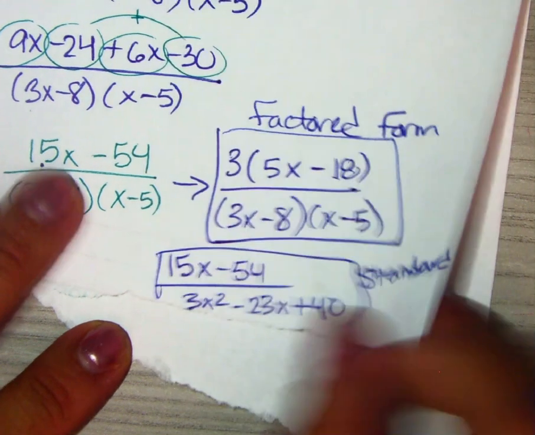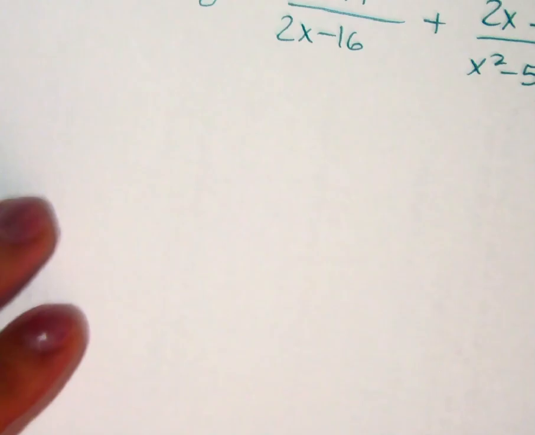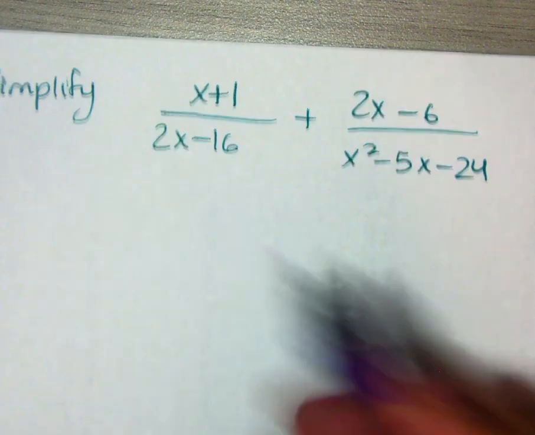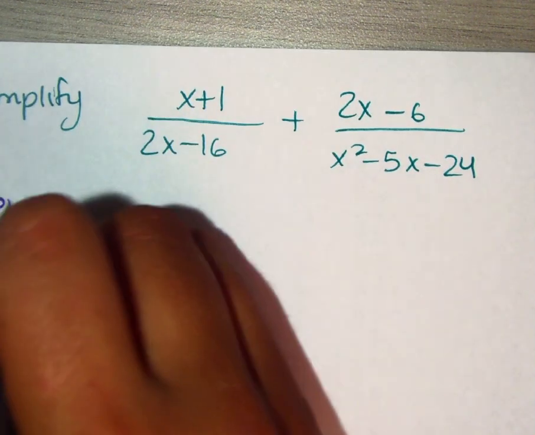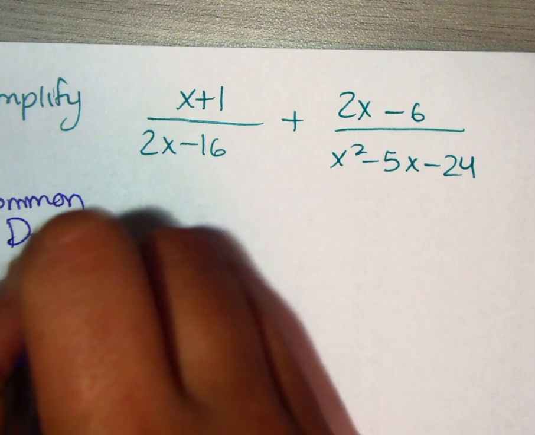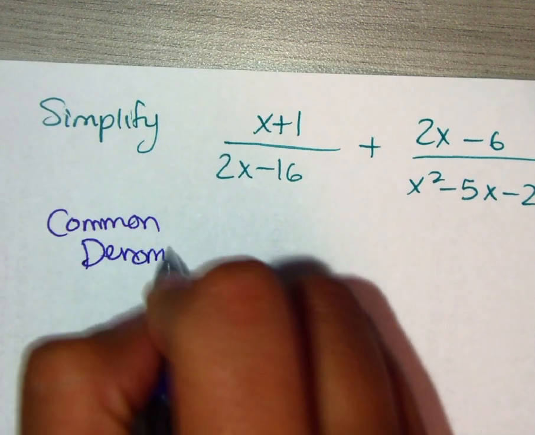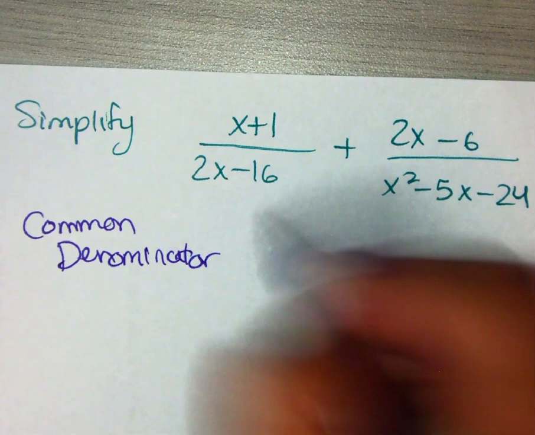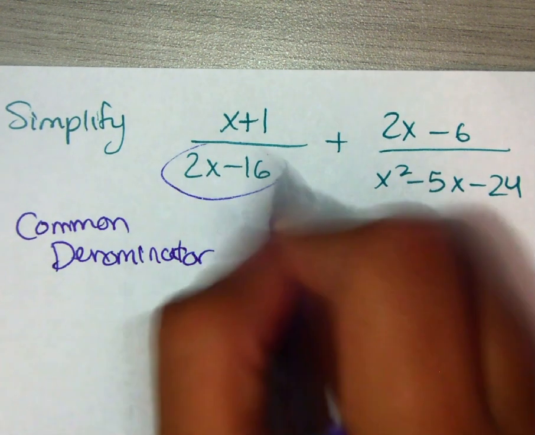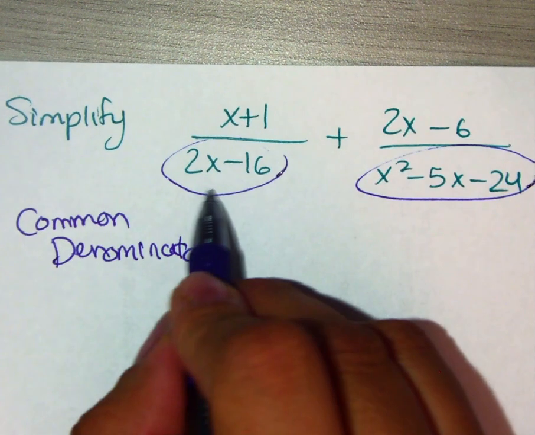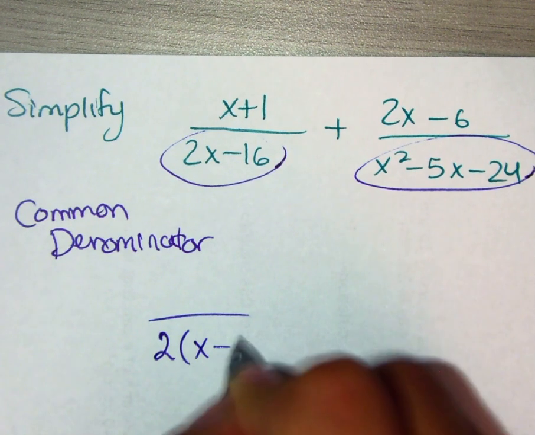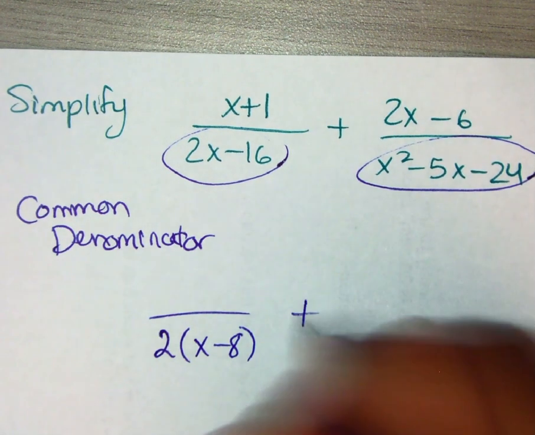All right, rewind the video if you need to rewatch the process. Let's try one more problem. So following the format of, we need the common denominators. To get common denominators, we need to have the same factors. So you want to factor your denominators. This denominator has a GCF of 2, and that results in 2 times x minus 8.